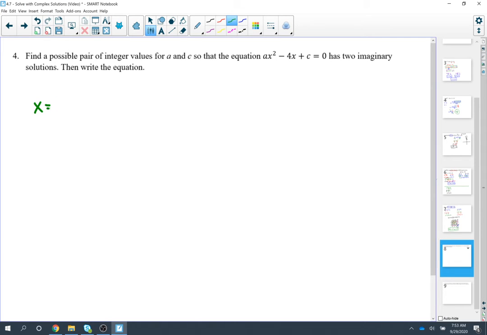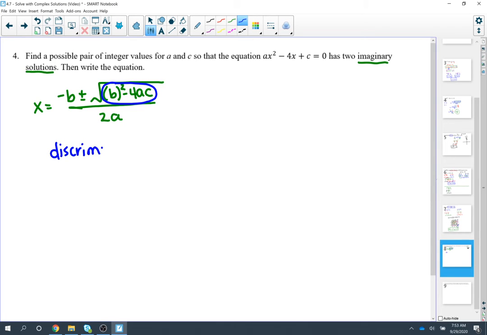So we've got x equals the opposite of b plus or minus the square root of b squared minus 4ac, all over 2a. Now, if I'm using the quadratic formula and I want two imaginary solutions, what has to be true about this part in here, which has a very specific name? Remember, that's called the discriminant. It has to be negative, because if you try to take the square root of a negative number, it's going to give you an imaginary solution.